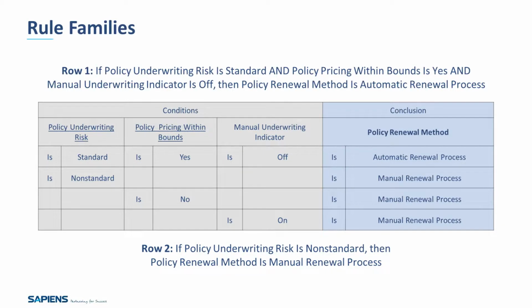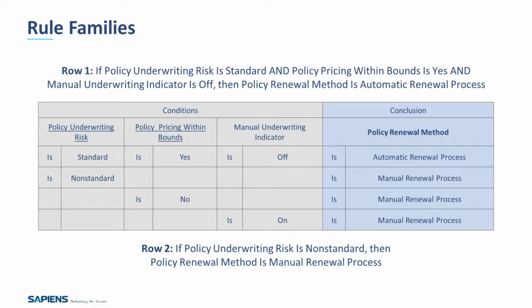You should notice that as I read the second row, I didn't mention values for the conditions of policy pricing within bounds and manual underwriting indicator. These conditions are blank in the second row, which means that if policy underwriting risk is non-standard, then it doesn't matter what the other conditions are because policy renewal method is manual. The same could be said for the third and fourth rows.